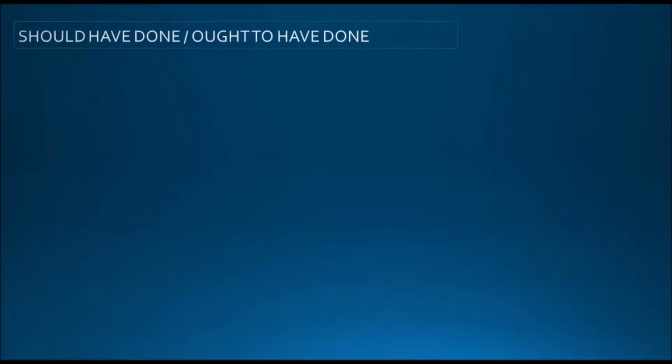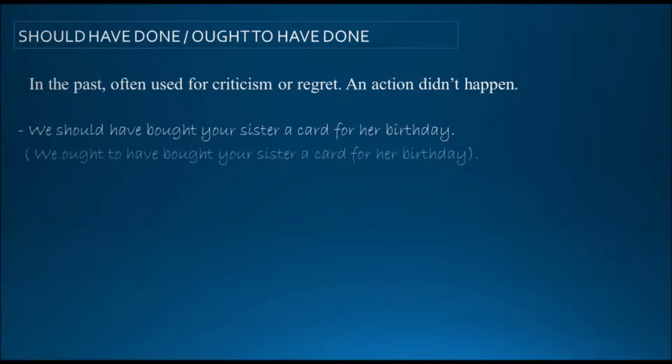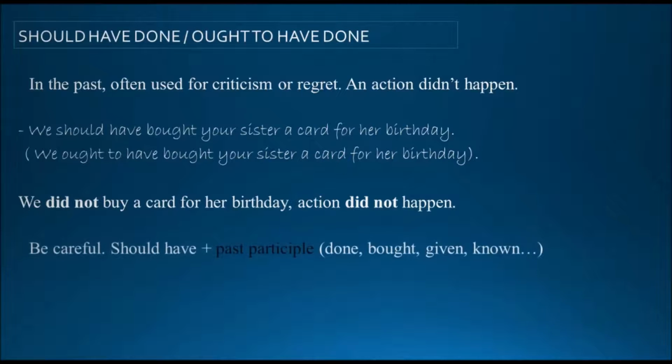Should have done, ought to have done. Again, there is no difference in meaning. In the past, should have done and ought to have done are often used for criticism or regret because an action did not happen. We should have bought your sister a card for her birthday. So we did not buy a card for her birthday. An action did not happen. Be careful. Should have plus past participle, the third form of the verb: done, bought, given, known, etc.